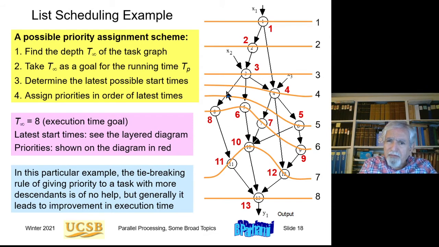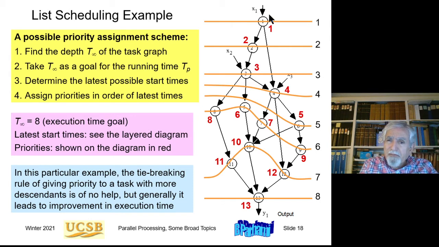So this is a task graph that we have seen before. It has a depth of 8. So 1, 2, 3, 4, 5, 6, 7, 8. That's the length of the critical path, T infinity. And that's basically the shortest time that we can take to execute this task graph. Okay, we set that as our goal. So find T infinity, the depth, and take T infinity as the goal for running time TP. If we can, we try to execute this task graph in 8 time units. If we can't, of course, then we have to accept 9, 10, or whatever number of steps is required to complete it. But first, we aim for 8 time units.